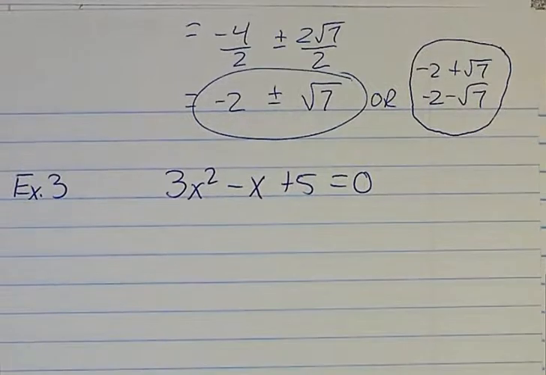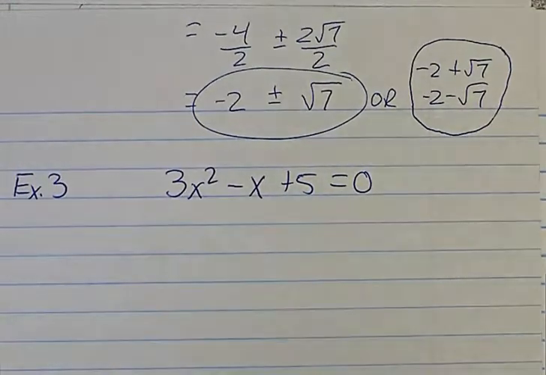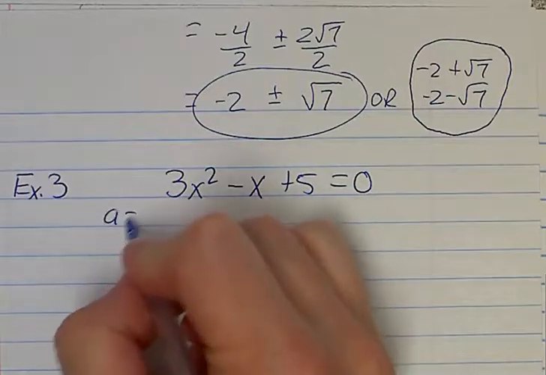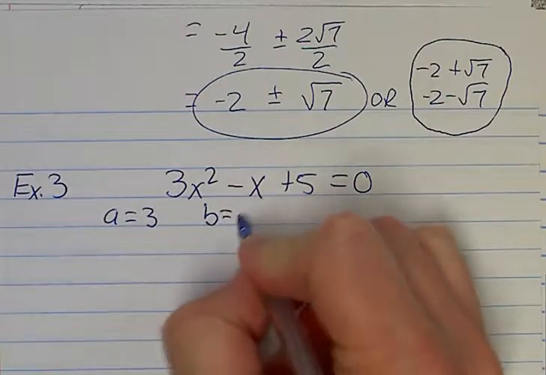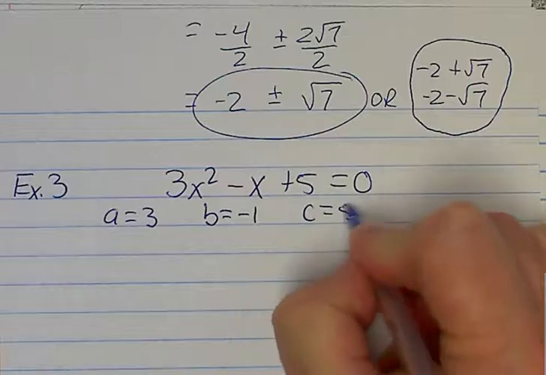Okay, so example 3, we'll go with 3x squared minus x plus 5 equals 0. So we're good for that part. We don't have to move anything around. So from that part, just tell me that your A value is 3, your B is negative 1, and your C is 5.